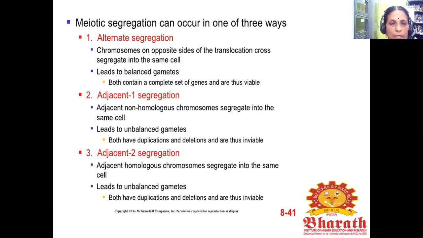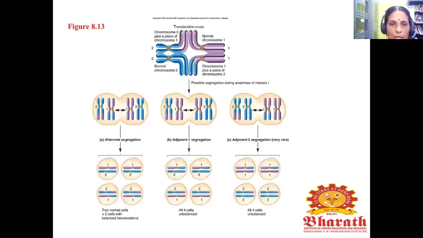And the third way is adjacent 2 segregation, in which adjacent homologous chromosomes segregate into the same cell, leading to unbalanced gametes. The gametes both have duplication and deletion and are thus inviable. Let's see the picture. In the translocation cross, chromosome 2 plus a piece of chromosome 1, and this pink color is the normal chromosome.